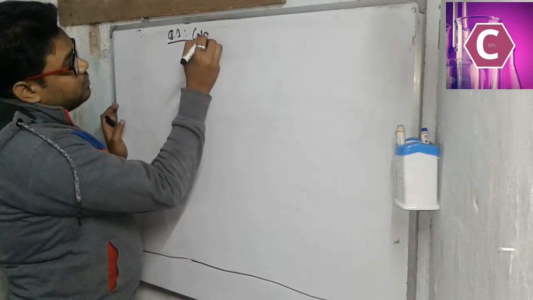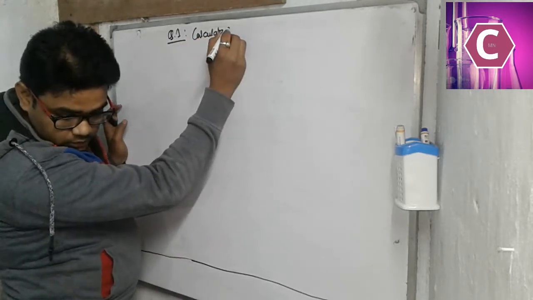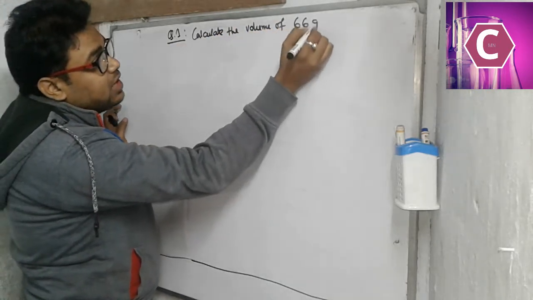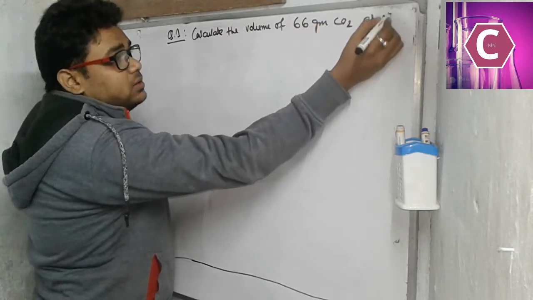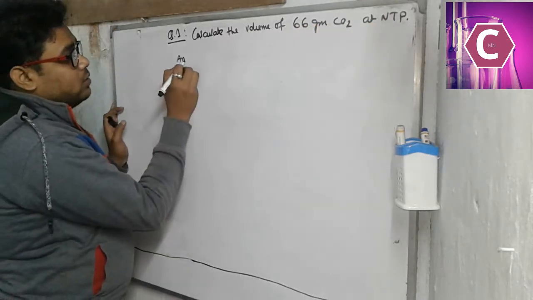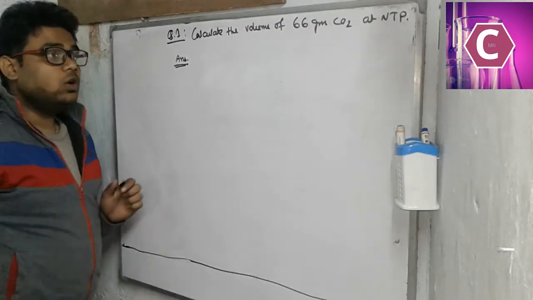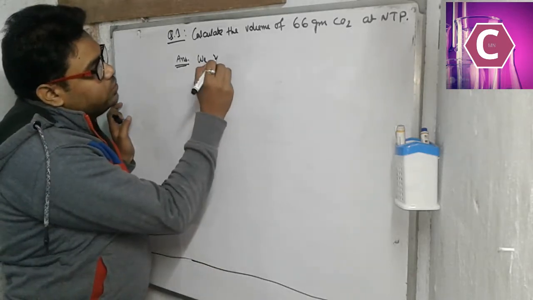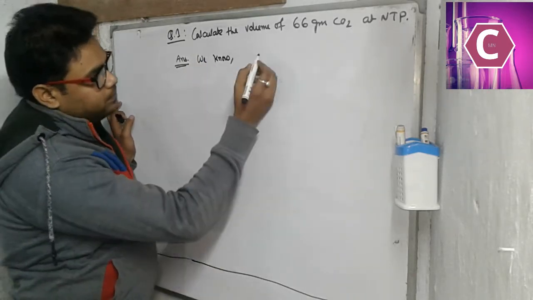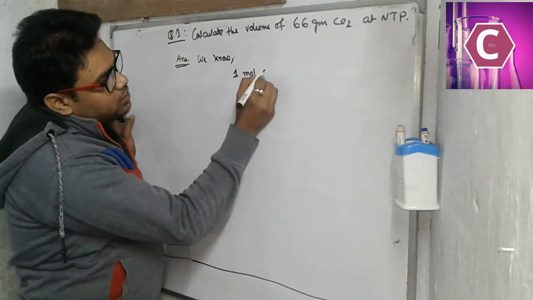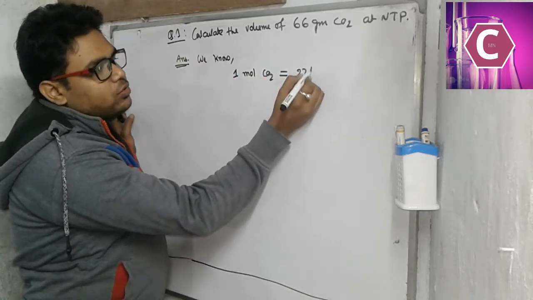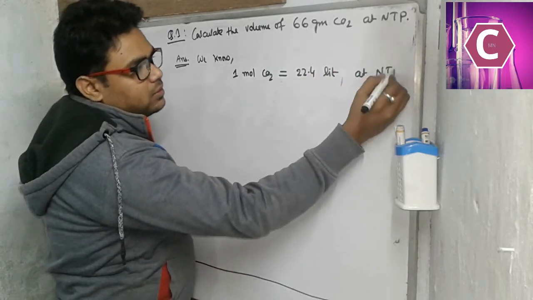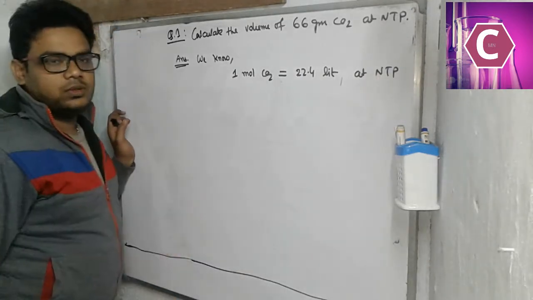Calculate the volume of 66 gram CO2 at NTP. How can you calculate the volume of 66 gram CO2 at NTP? What we know is that 1 mole CO2 has volume 22.4 liter at NTP. We know this one.